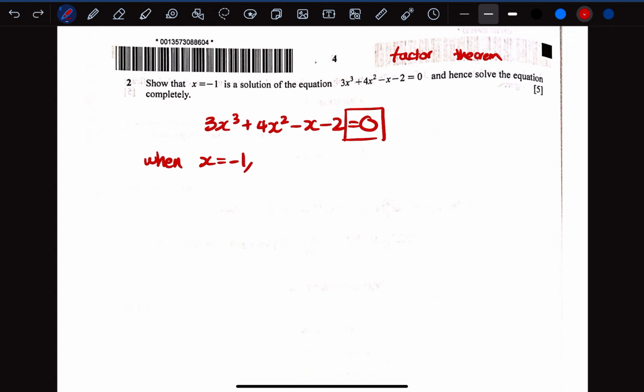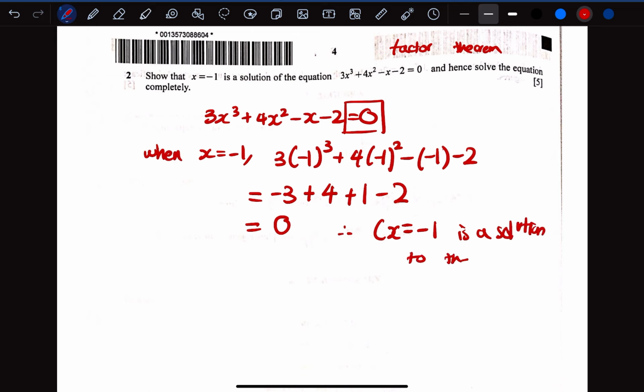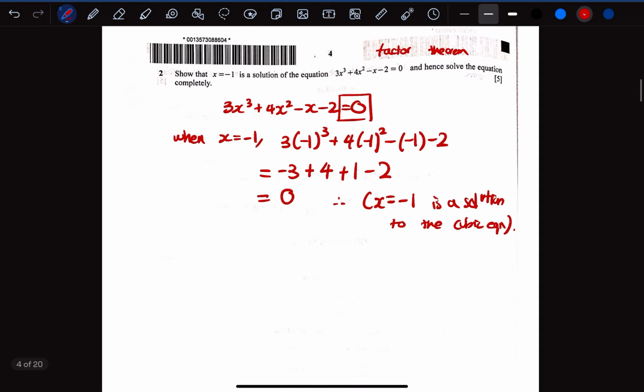So what we need to do is to substitute all our x values with -1, right? And we need to simplify this expression to tell us that this is -3, this is +4, this is +1, and this is -2. This indeed equals 0. And therefore, we can conclude that x equals -1 is a solution to the cubic equation. Okay, so this is how you show it.